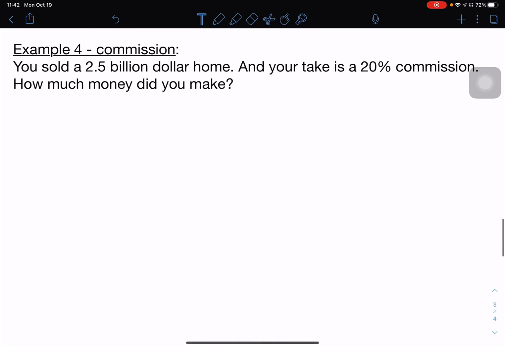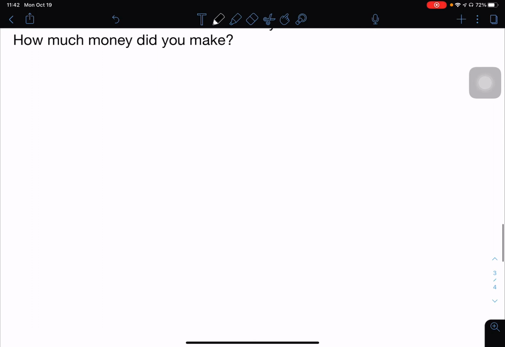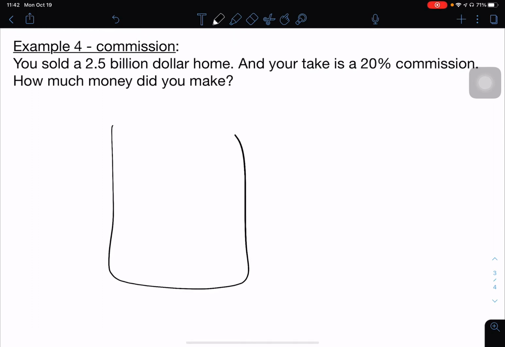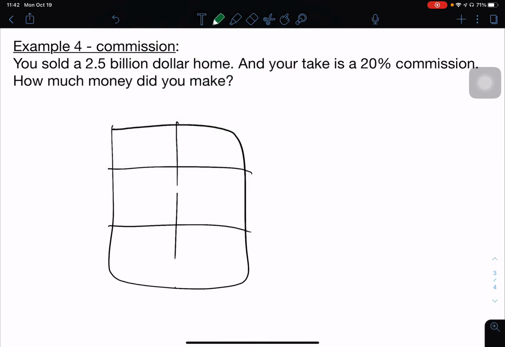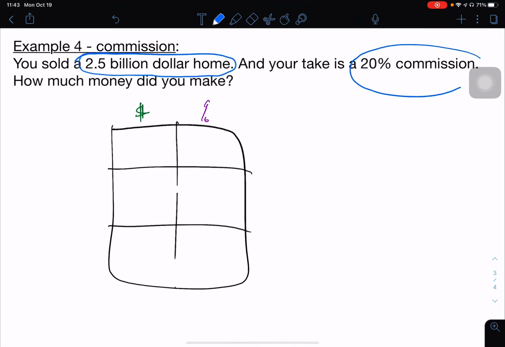Now this one will be different because we're using the same box, but we're going to be using the information a little bit differently. Let me show what I'm talking about. Still dollar sign on the left or right, and then percentage on the right or left, depending on how you're looking at this, so we have to be careful. What are the pieces of information? You've got a $2.5 billion home. You made a 20% commission. And they want to know how much money you made.